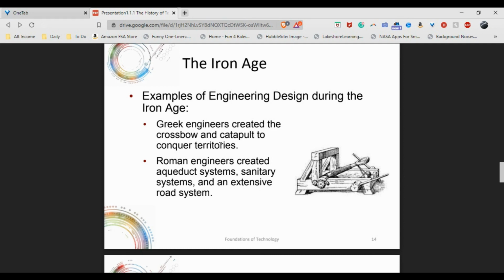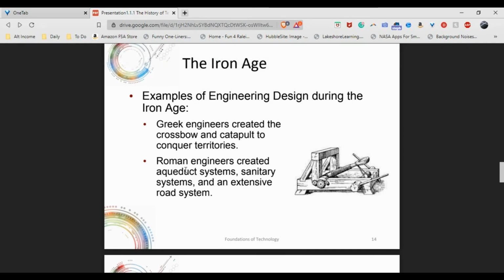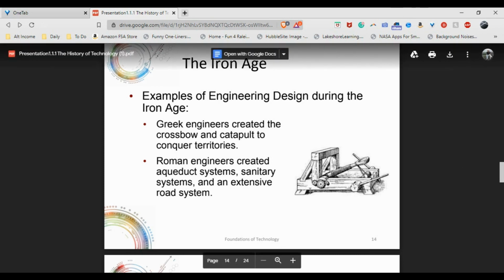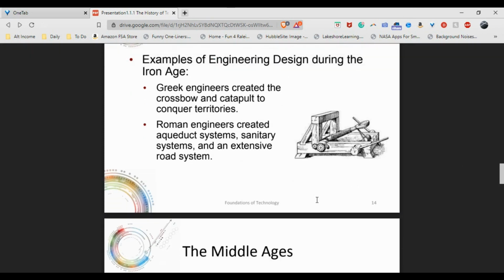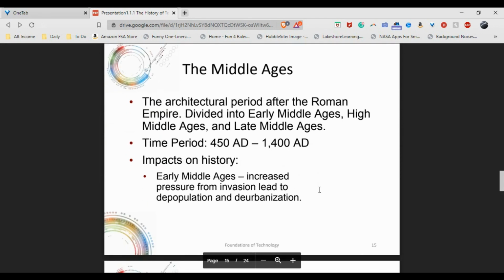It was once said that the sun never sets on the Roman Empire because they had conquered so much of the planet. Roman engineers created aqueduct systems, sanitary systems, and extensive road systems. The sanitary systems, if you're talking about being able to transport water, everybody could have water, everybody could be cleaner, and so people would be healthier. The extensive road systems make travel easier. So people can get from one place to another a whole lot easier now than they used to. They would have roads where they could travel instead of having to follow trails or just navigate on their own.